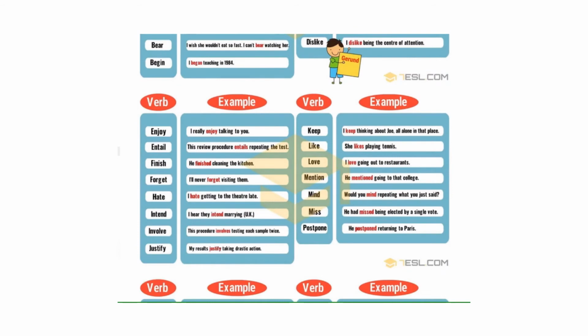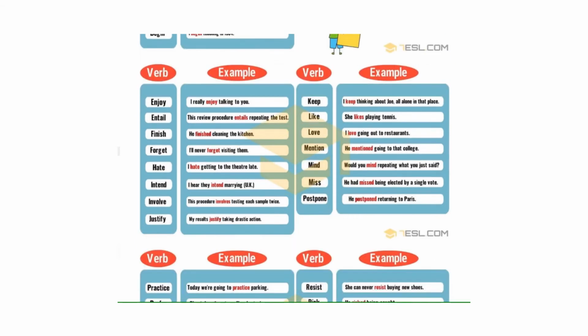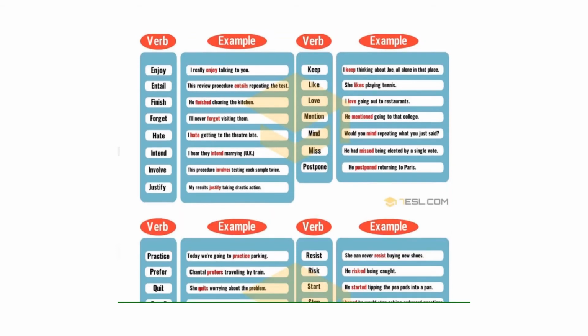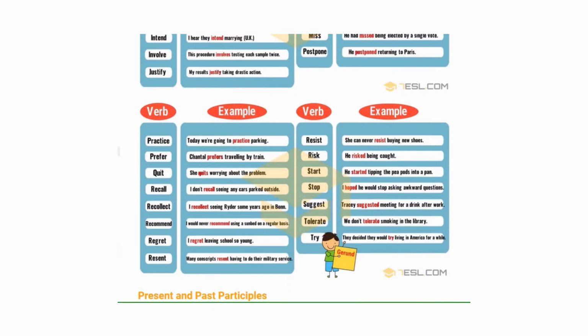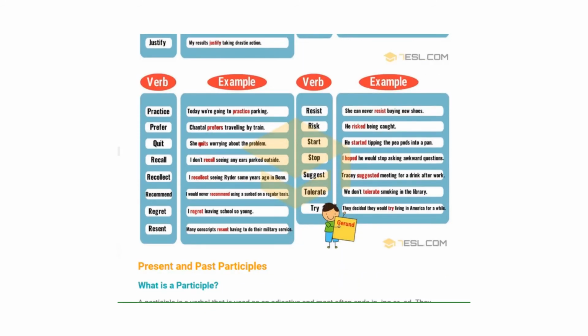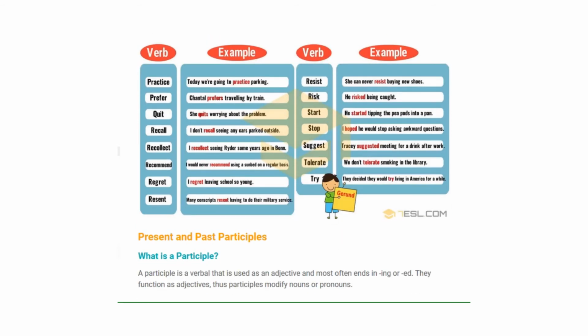We have other verbs like enjoy, entail, finish, forget, hate, intend, involve, justify, keep, like, love, mention, mind, miss, postpone. Of course, I let you see the examples, or of course you can pause the video and have a good look at these verbs and the examples. So I give you some time to have a look.